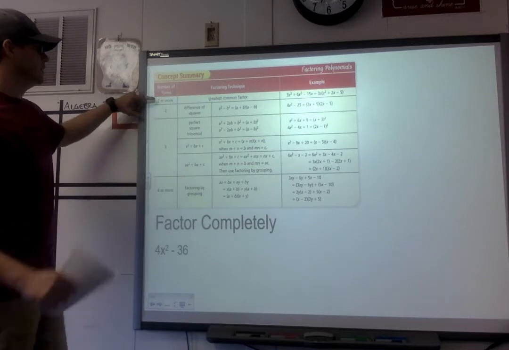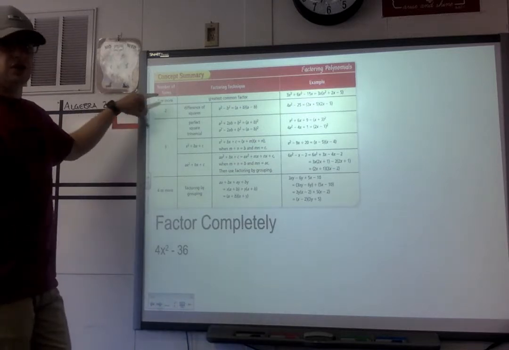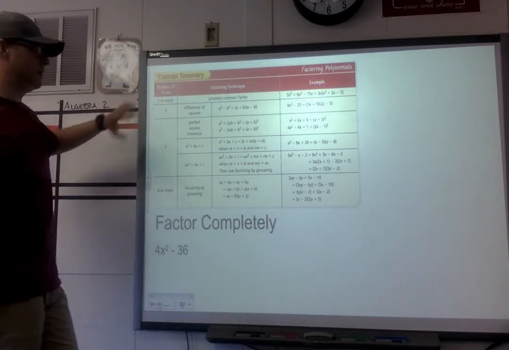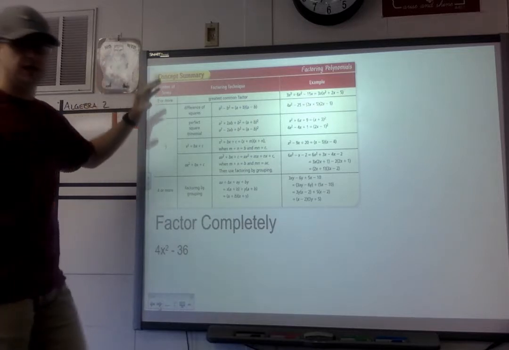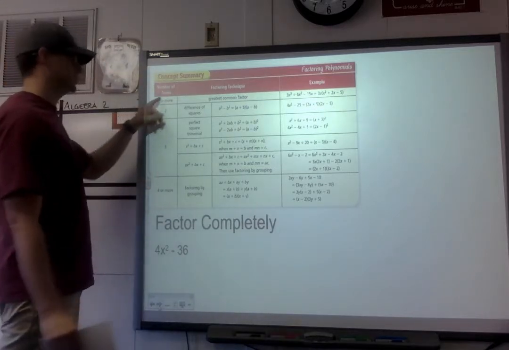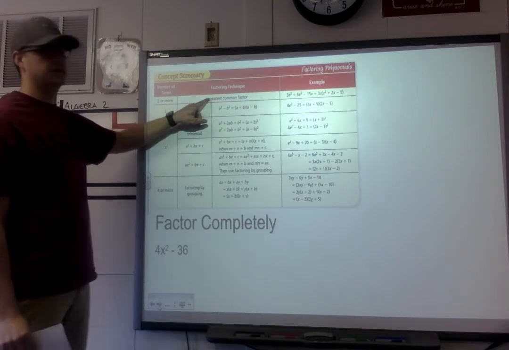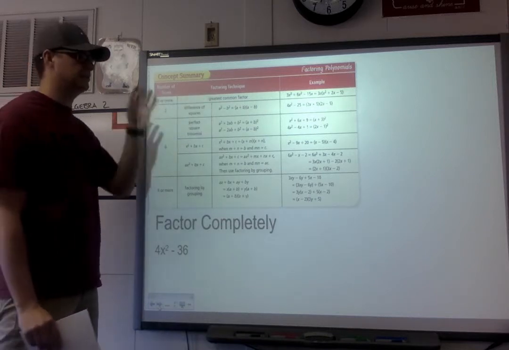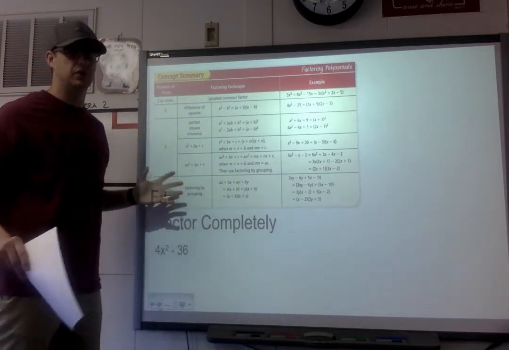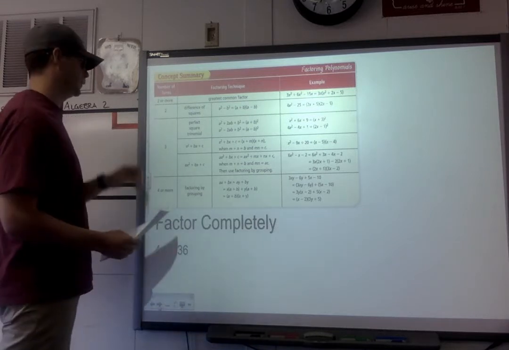So, the first thing, remember, no matter how many terms your polynomial has, if we're factoring it, the first thing we always want to look for is a greatest common factor. Is there something that can be factored out before we do any other method of factoring?